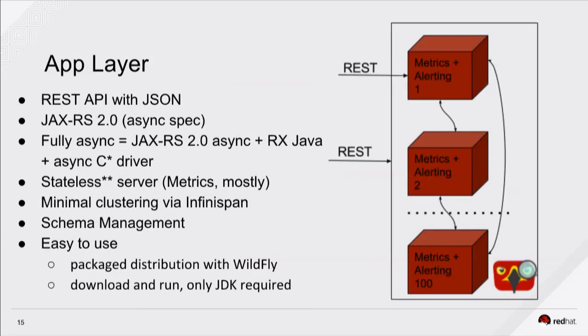Right now, we have a REST API with JSON only, and JAX-RS 2.0. We selected JAX-RS 2.0 because it's async. We don't want blocking stuff, and this is not your 2000 Java. We use the async in JAX-RS.